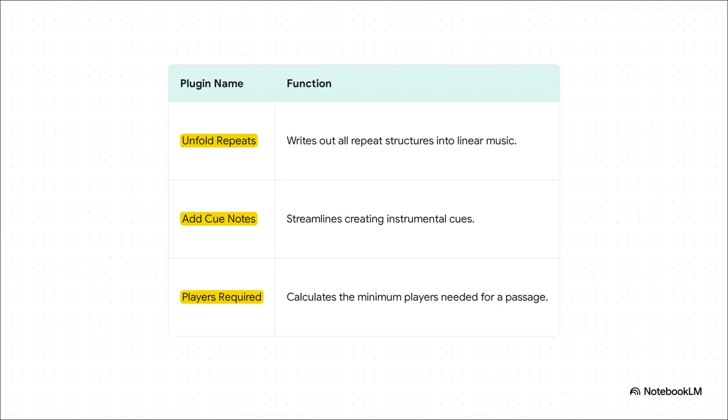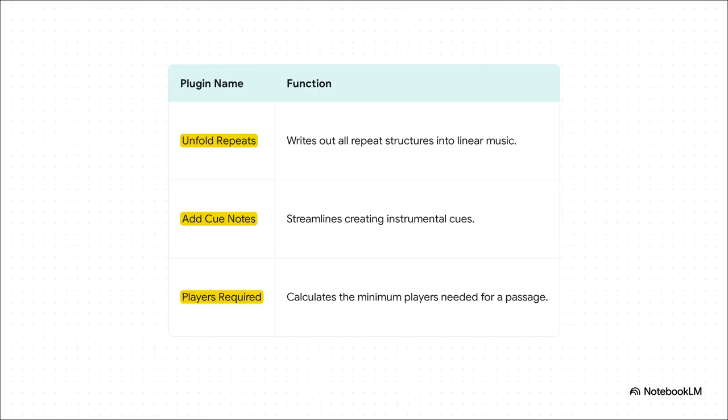Seriously. And that's just the start. Here's a quick look at your new arranging toolkit. Unfold repeats. This one takes your whole score with all the DS codas and all that and just writes it out linear, from start to finish. It's so good for making backing tracks or mock-ups.